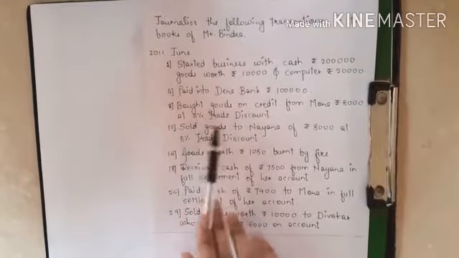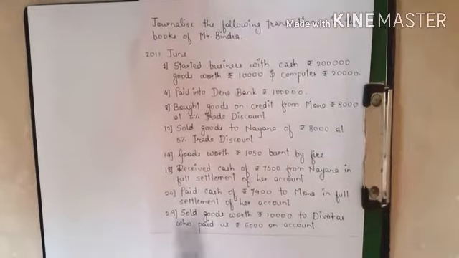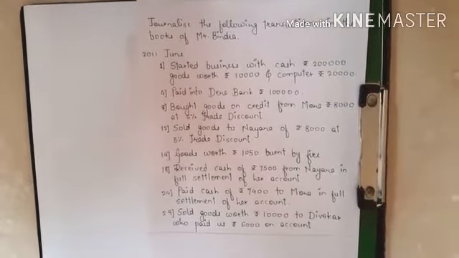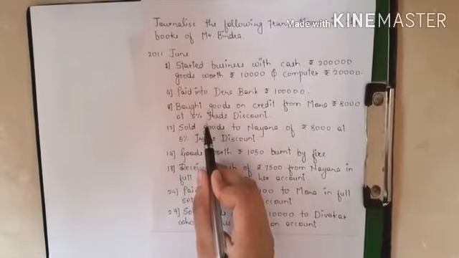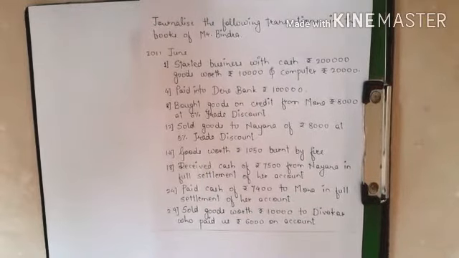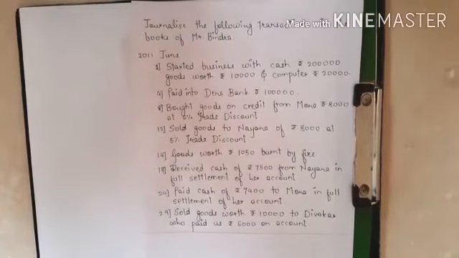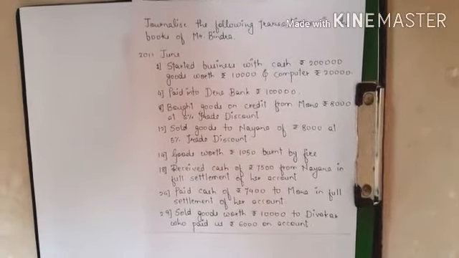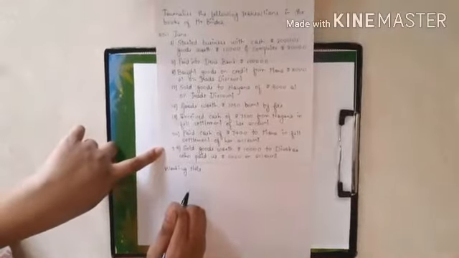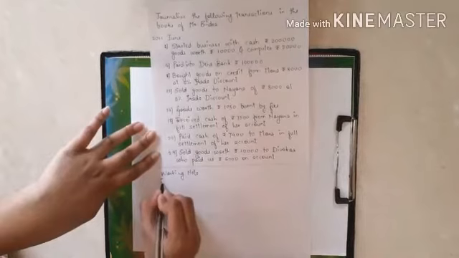Here the 8th one. Now Mr. Bindra bought goods on credit from Mona. What was the cost of goods? Rupees 8,000. But Mona sold goods to us, that is Mr. Bindra, at 6% trade discount. So we have to find out the actual price of goods that we have purchased from Mona. Okay, so I will write down here. So let's start. The 8th transaction, that is on June 8th. I'll write here the date.